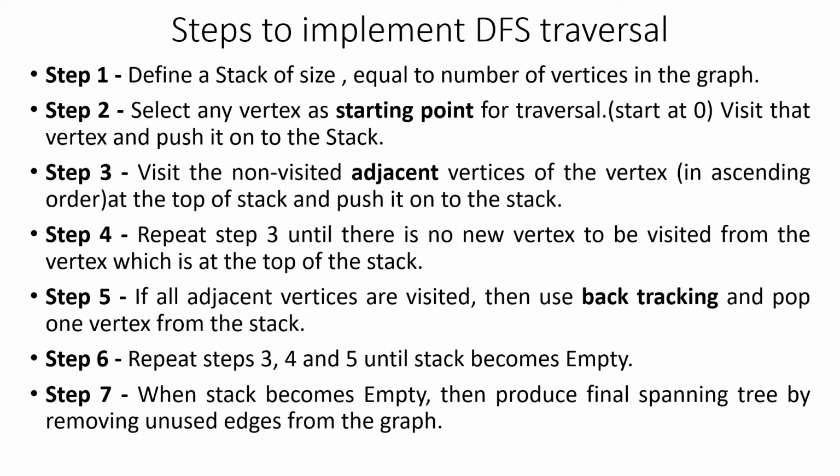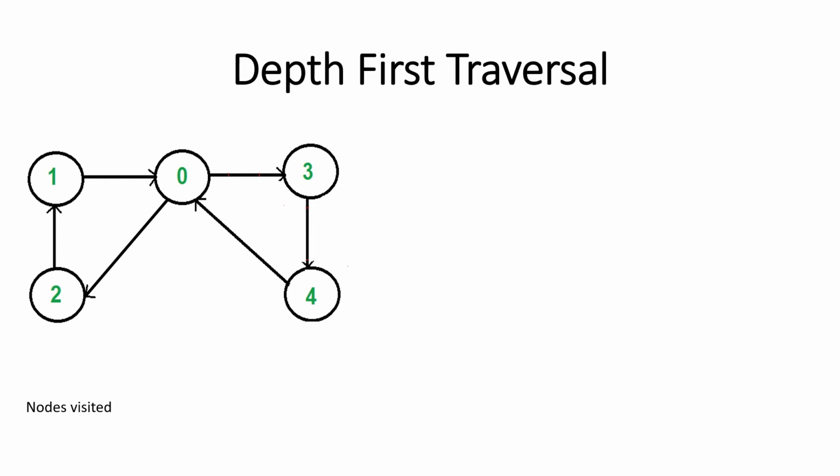This will give the final spanning tree or the DFS tree by removing the unused edges for traversal from the graph. Now we will see an example for the depth first traversal on a directed graph.